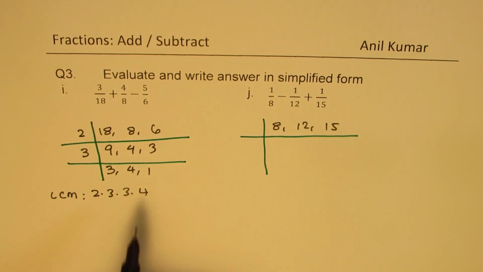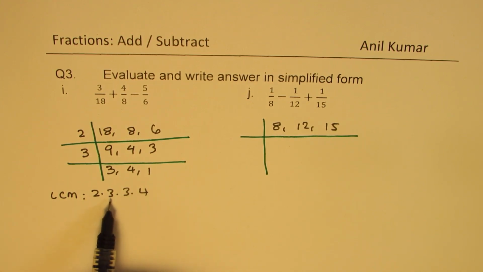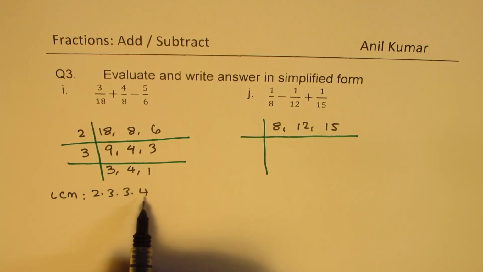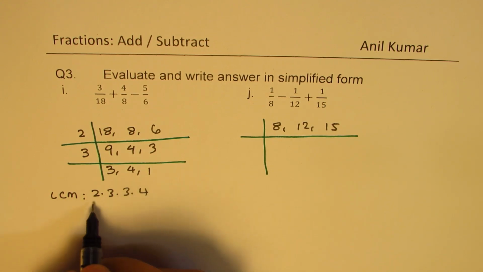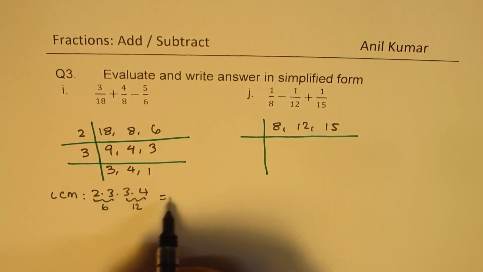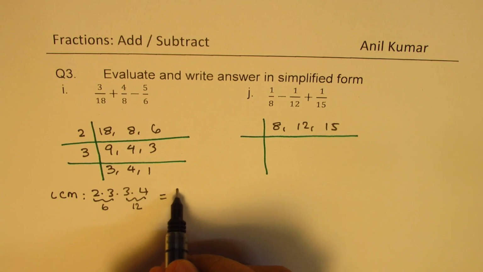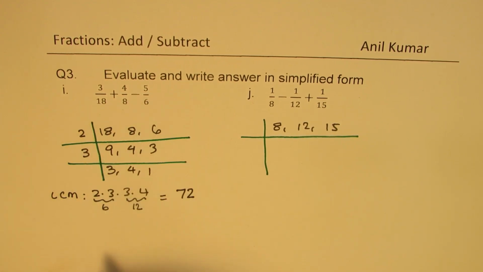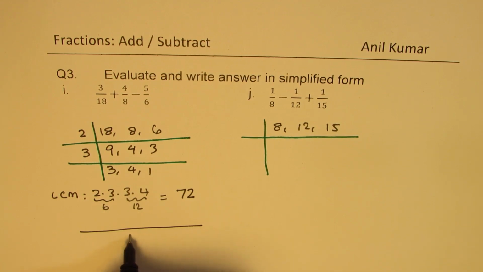Perfect? So, we get 2 times 3 as 6, 6 times 3 is 18, and 18 times 4 is 72. So we could say, well, this is 6 and this is 12, and when you multiply them, we get 72, right? So we have to make each as 72. So that becomes the lowest common denominator.